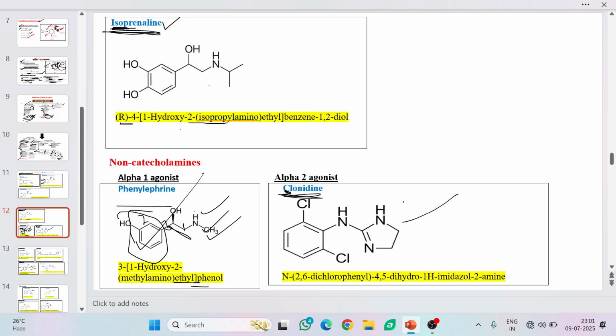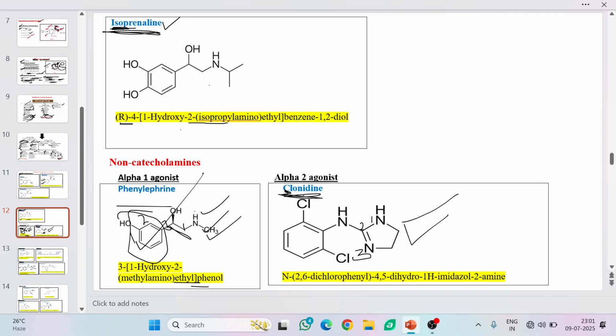From the structure you can see it contains a heterocyclic ring, that is the imidazole ring. Imidazole is a two-nitrogen-containing heterocyclic ring. Nitrogen is present at the first and third position. So that's why the ring is called imidazole, and it is a heterocyclic type of ring.